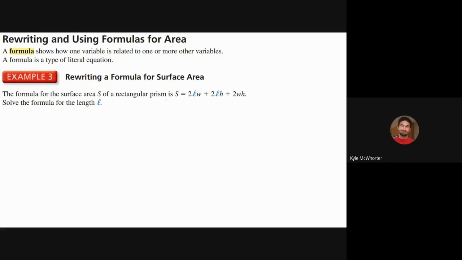So let's say that you have a class where you have to keep using this same surface area formula. And there's a bunch of problems where you need to solve for the length. It might be easier to just rewrite this equation solved for length and then just plug everything into that. So we'll do that. We'll take this formula, S equals 2LW plus 2LH plus 2WH, and we're going to solve for L.